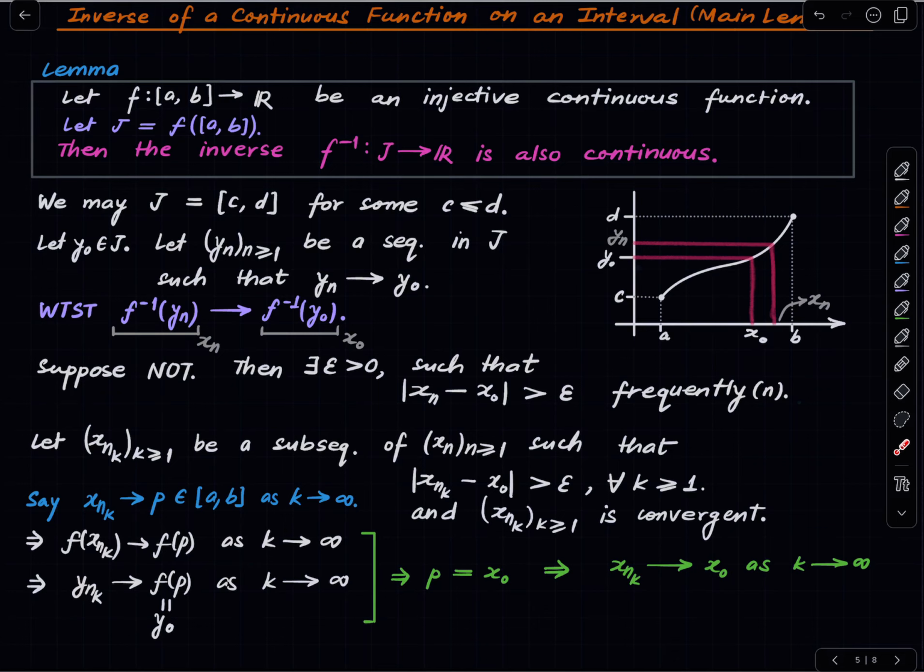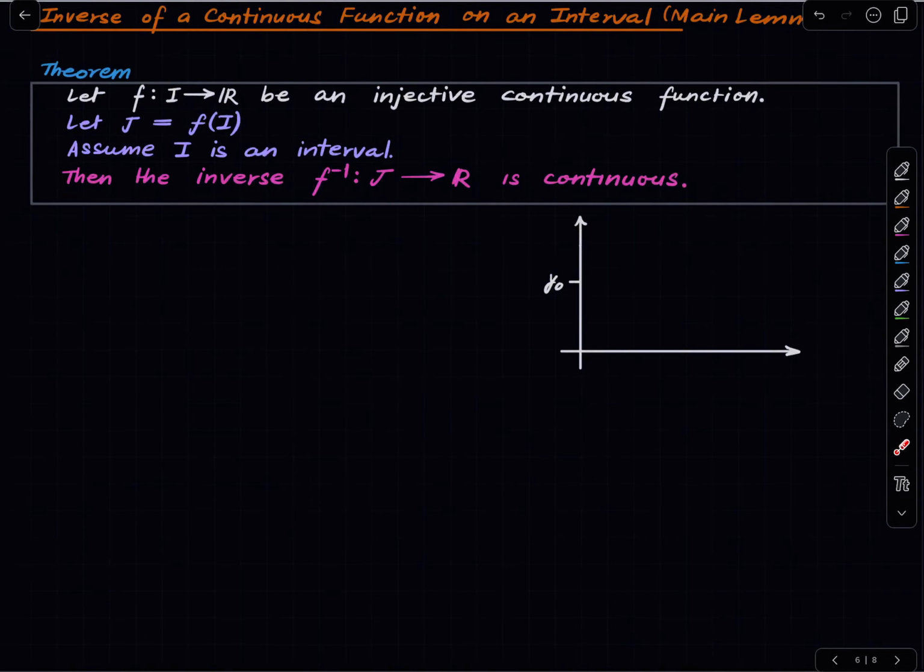The pathology that we saw in the beginning of the lecture does not arise if we have a closed interval as the domain of a function. So now naturally it leads to the question, what if we replace this with just some arbitrary interval? Does the same statement still hold? And indeed it does. So we have some continuous injective function defined on an interval I.